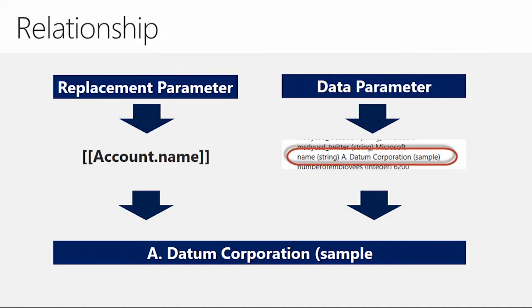My data parameter has been loaded into the application, and the data parameter, as I can see here, is the name, which is a string value, which is loading in a Datum Corporation. So at runtime, when the application loads that specific hosted control, the account name field is going to get replaced with a Datum Corporation. So it's going to look at the context of the item that's getting pulled in, grab that specific field, and that's what's going to get populated when that hosted control or that item comes in.